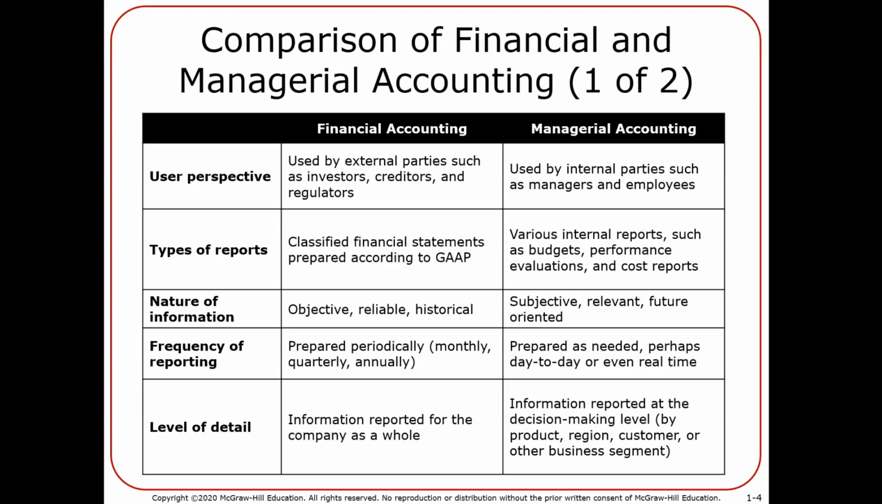The level of detail and frequency, you can read all this stuff. I don't want to read these slides to you because you can read them yourself. I just want to try to explain some of the bigger concepts. The level of detail for financial accounting, we look at the company as a whole. So we take all of that information, we enter all that data, and we come up with these really large reports that pull everything together from all areas. In managerial accounting, we may be just doing a report on a single product or a single customer, things like that.